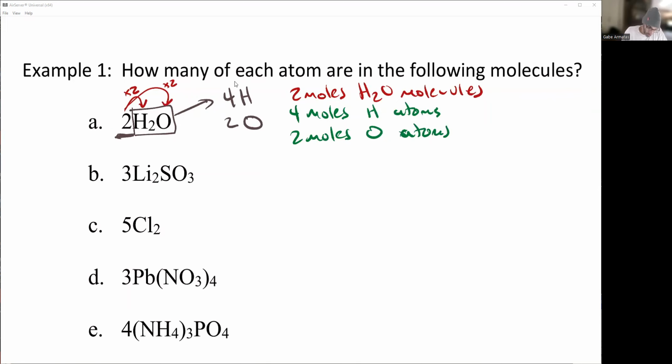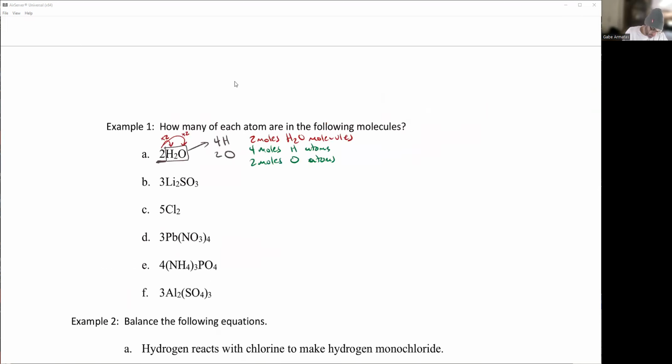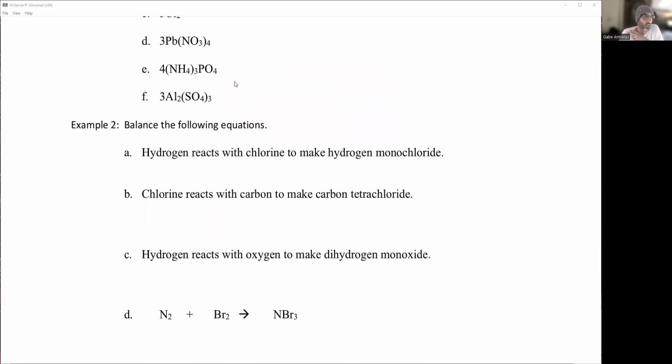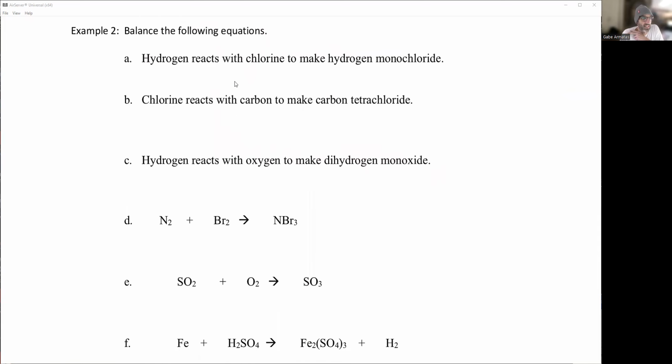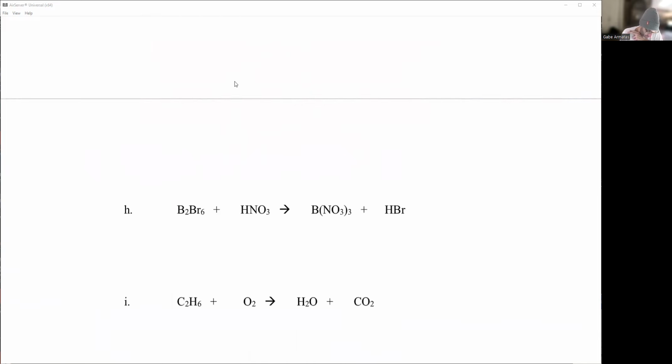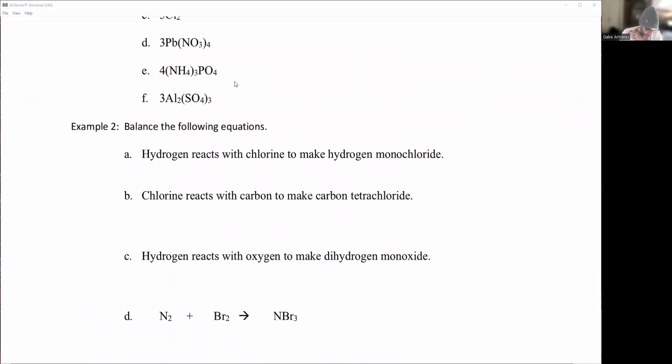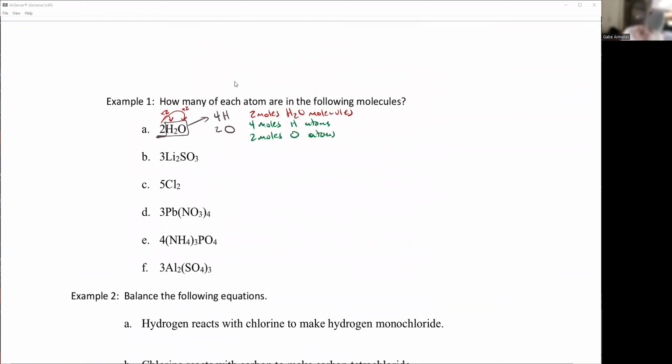So do these, and we're going to make sure everyone's on the same track in class, to make sure that we can determine how many molecules we actually have. So let's talk about balancing the following equations. I've got a bunch of examples of how to balance chemical equations, and I probably should have added a page in here, so I'm going to add an additional page here.